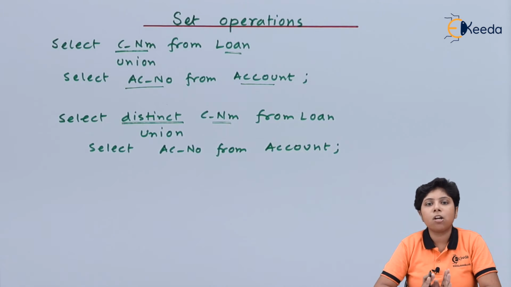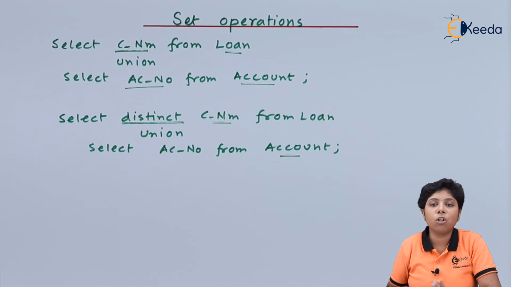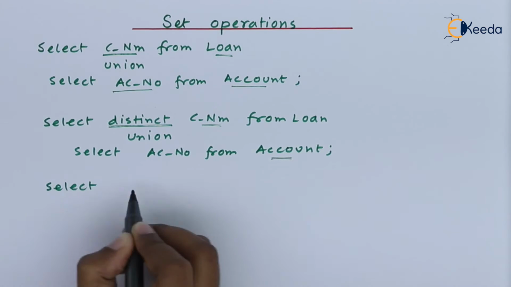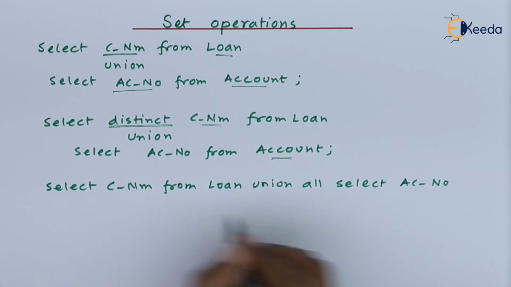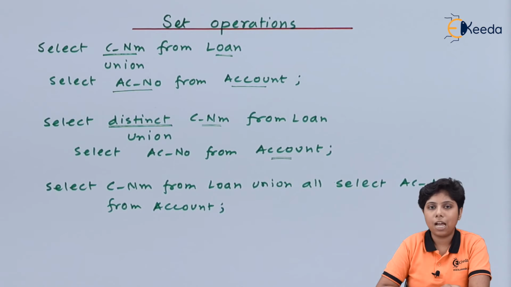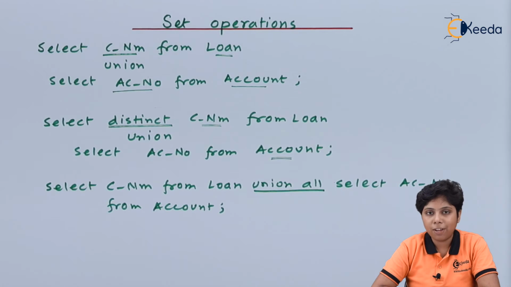Now if I want to take all the duplicated values of a customer name in the loan relation that get joined with this account relation, we can put the keyword union all to make all the duplicate values present in the resultant relation. It will look like this. Now we have put union all, so all the repeated values will be present in the resultant relation.